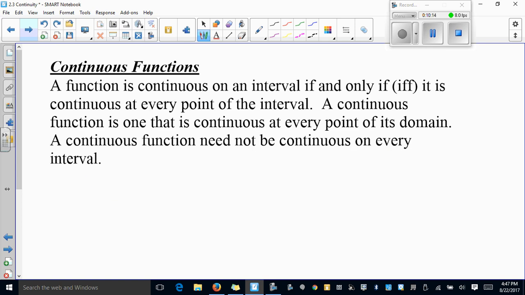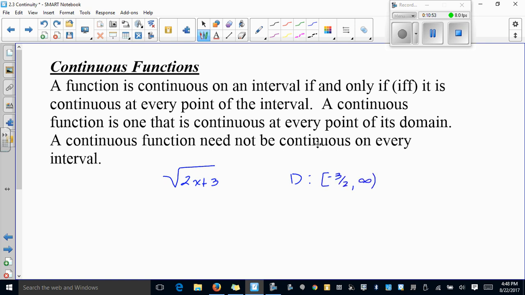Okay, a function is continuous on an interval if and only if it is continuous at every point of the interval. A continuous function is one that is continuous at every point of its domain. A continuous function need not be continuous on every interval. Now, this is where I am going to point out the one we did earlier, where we had the square root of 2x plus 3. And the domain came out to be negative 3/2 to infinity. This is what they're referring to.